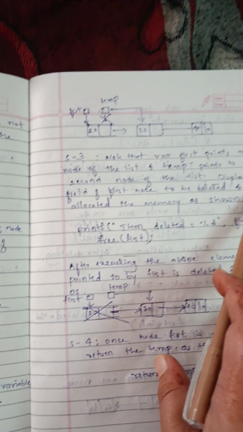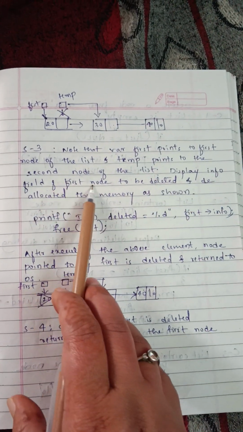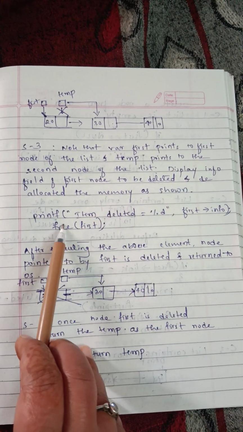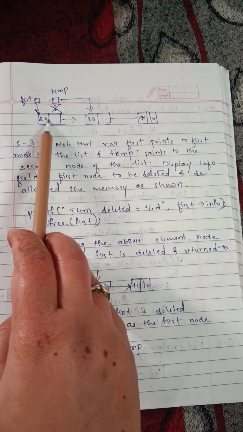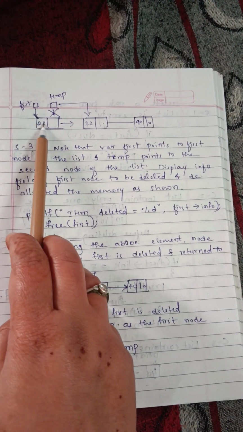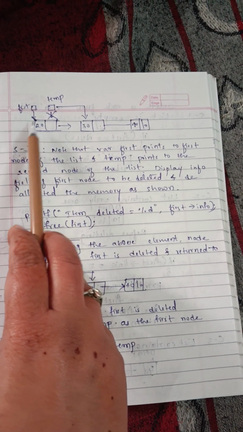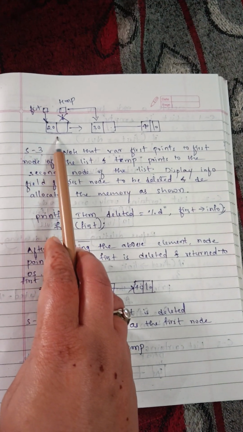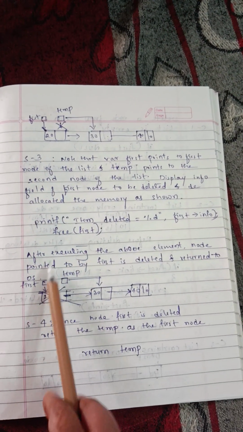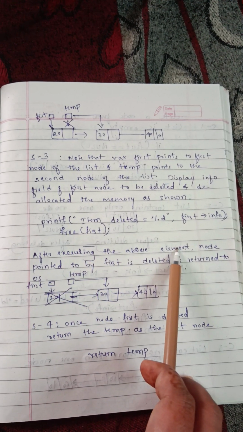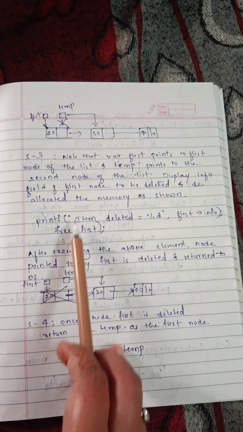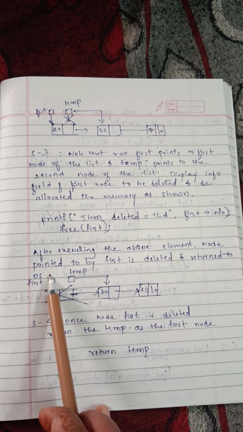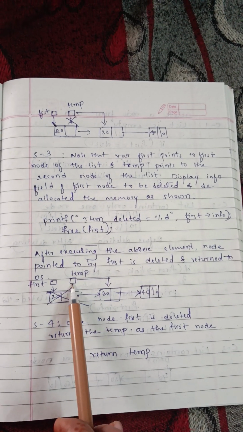Then display the information field of the first node to be deleted and deallocate the memory as shown. That is, item deleted. You have to delete this 20, right? So it is nothing but first of info, first of link. First of info, free the first. Once you free, it will be deallocated from the memory. After executing the above statements, the node pointed to by first is deleted and returned to the operating system.